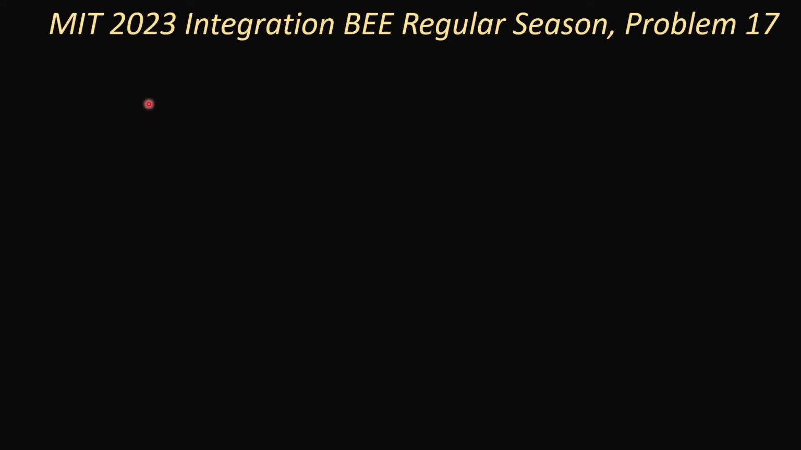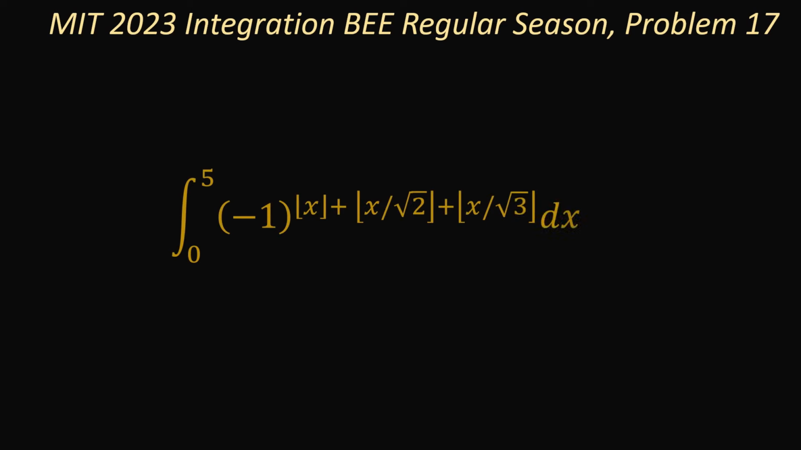Very interesting question today. Today, we're going to also look at the MIT 2023 Integration Bee regular season question, and this is problem 17. And as I mentioned previously, this week, we're going to be focusing on floor functions and how to integrate them. So the problem today is the integral of (-1) to the power floor of x plus floor of x over root 2 plus floor of x over root 3 from 0 to 5.